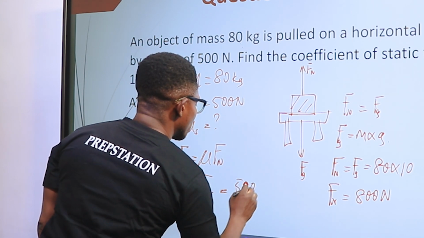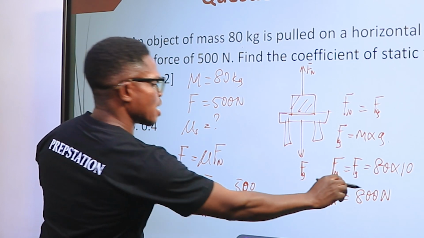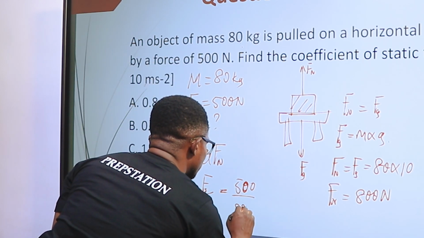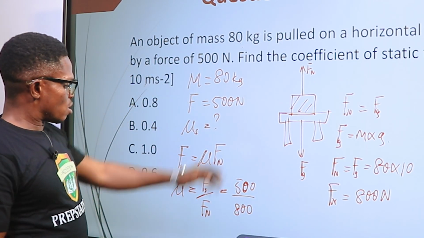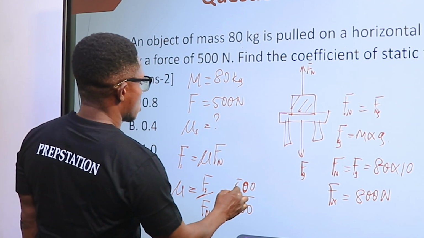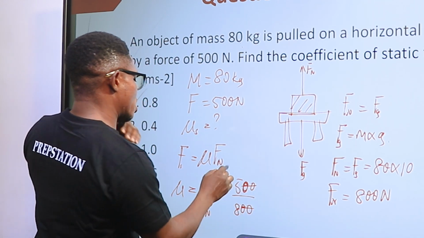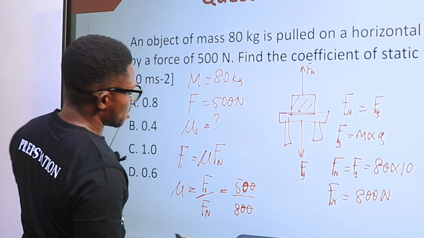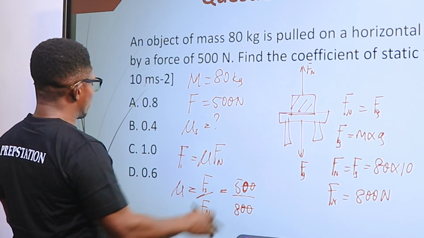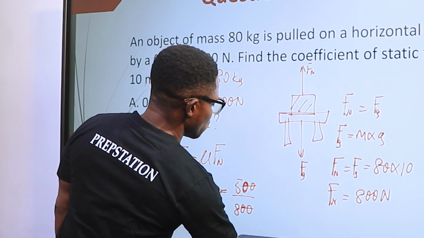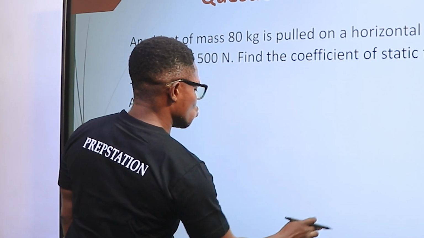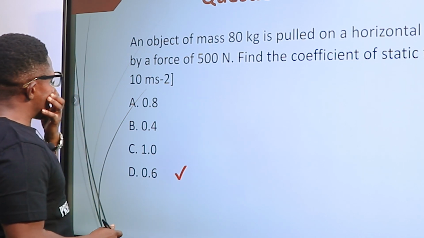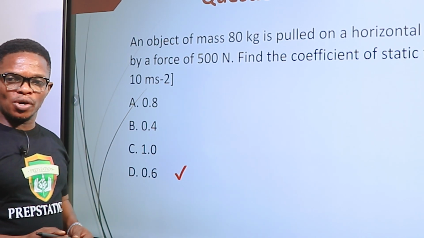Or, okay. Then over Fn is 800. Of course, by the time you work on this, cancel this, you are left with 5 over 8. So 5 divided by 8, I'm not with a calculator. If you do that, that will give you the answer to this question as 0.6.